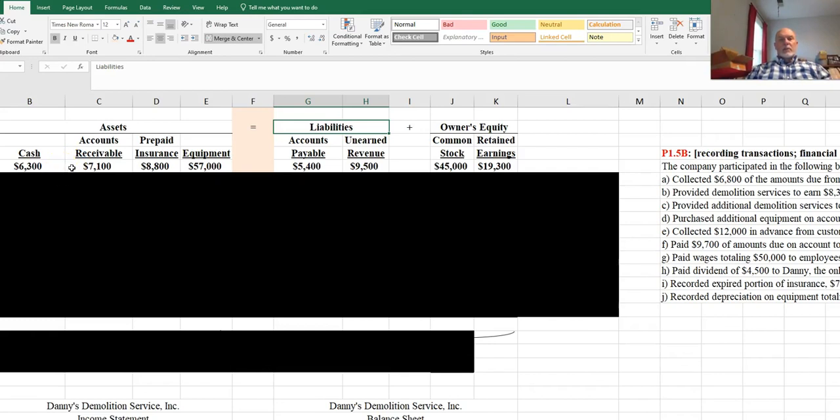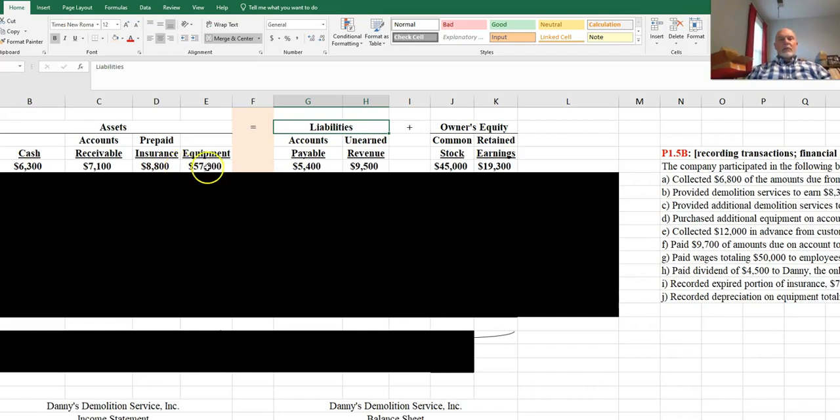We've got accounts receivable of $7,100. That represents what customers owe us because we've already done work for them. So you might think of this as customer accounts that are receivable in the future. They still owe us that money because we've already done the work. We've got some prepaid insurance, representing that we paid some insurance premiums in advance, and now we have the future benefit of that insurance coverage. That's how insurance works. So that's an asset, and we also own some equipment.